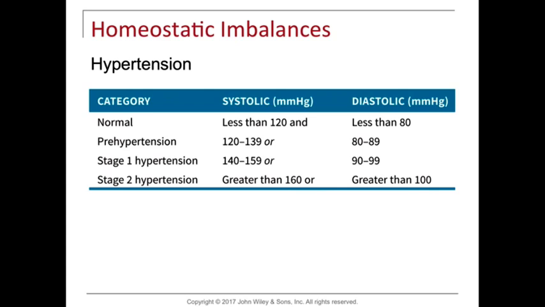Prehypertension is going to be now 120 to 139 and 80 to 89. And then in hypertension, there's stage one and stage two. Stage one is the 140 to 159. And greater than 160 is going to be stage two hypertension. Systolic is the amount of pressure in the arterial system when the ventricles are contracting, and diastolic is when they're relaxing.